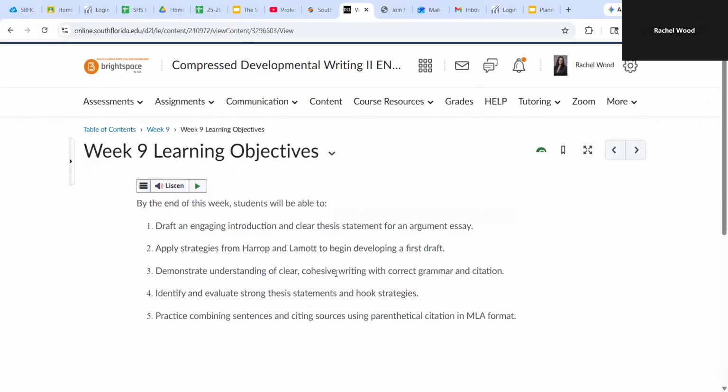Our learning objectives for the week include drafting an engaging introduction and clear thesis statements for an argument essay, applying the strategies from Harrop and Lamott to begin developing a first draft. Harrop, of course, is the author of your textbook, and Lamott is your secondary reading this week.